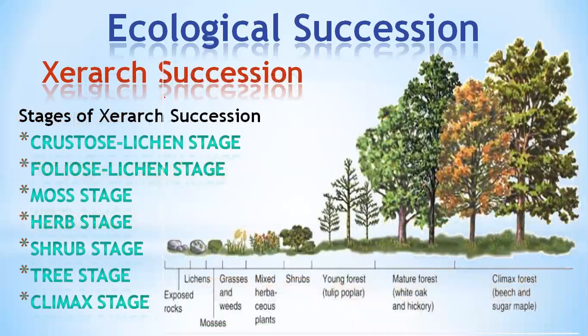Now we will take an example of ecological succession, that is hydrarch succession, and in that succession there are some stages. First of all, there are barren rocks or exposed rocks. After that, a crustose lichen stage builds up over there.